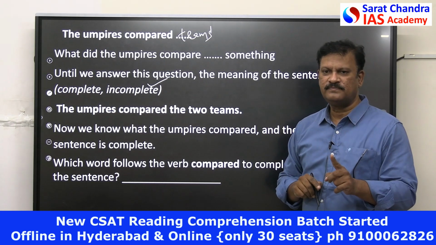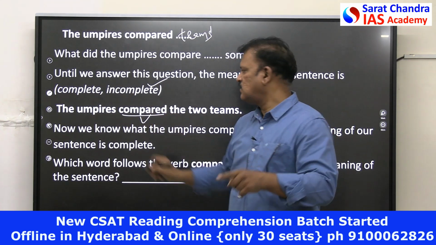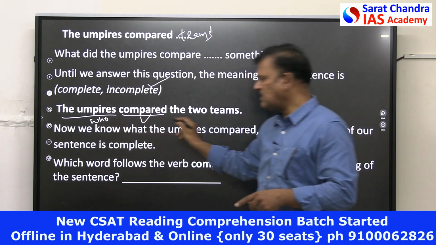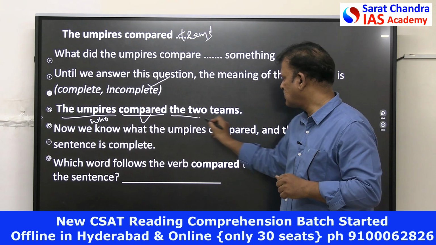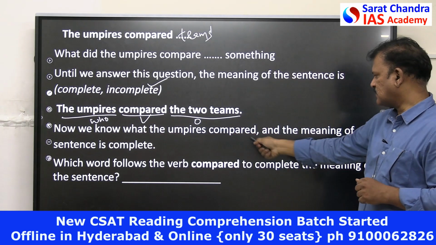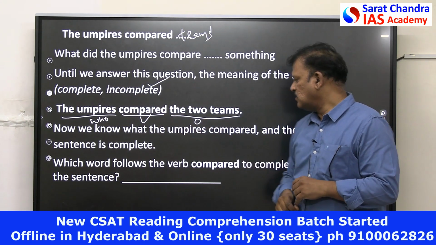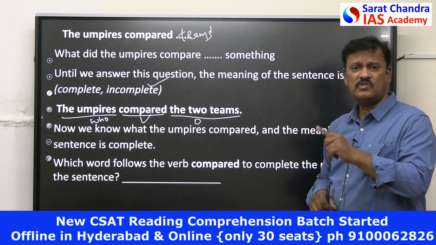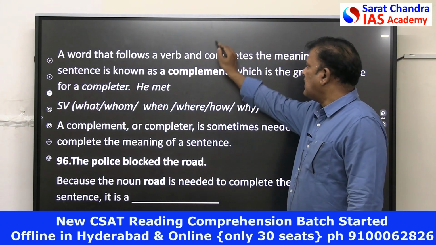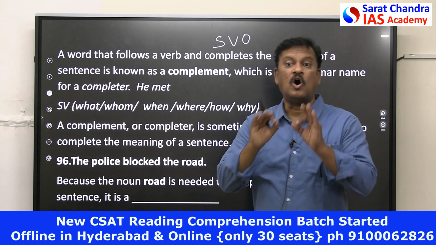Where is the verb? Compared. Where is the subject? Who compared what? Object. Okay. Now we know what the umpires compared, and the meaning of our sentence is complete because I got O here. So this gives us the second pattern, SVO. Grammatically this is called object.